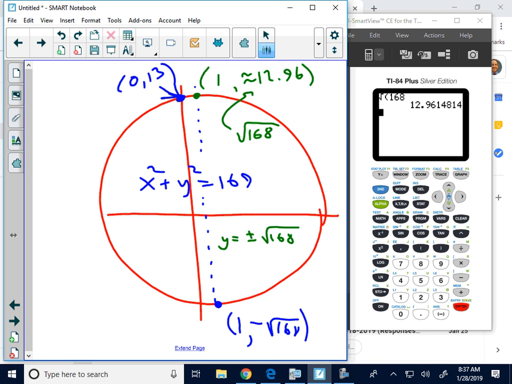Now, let's look at the angle. From what we've done so far, what is the tangent of this angle?